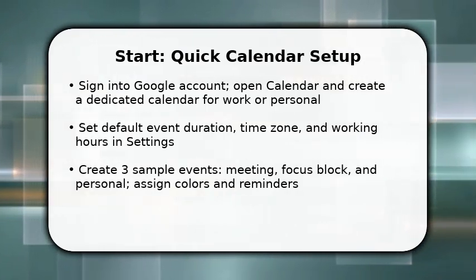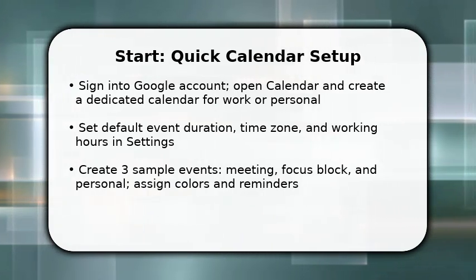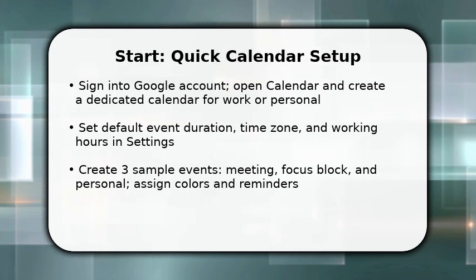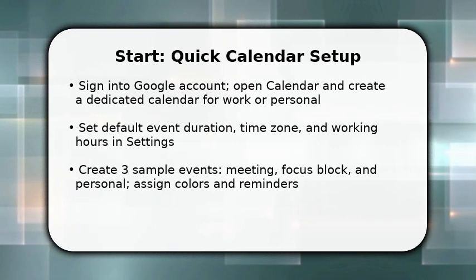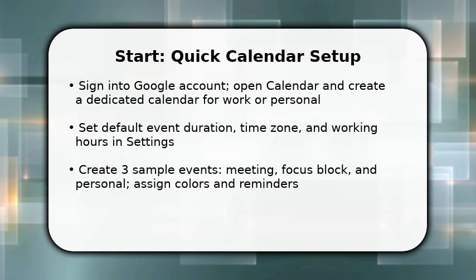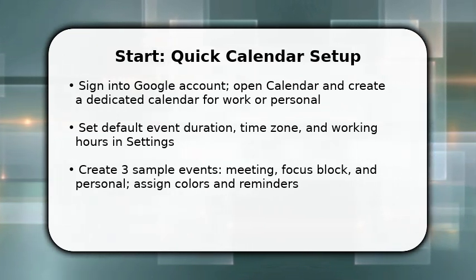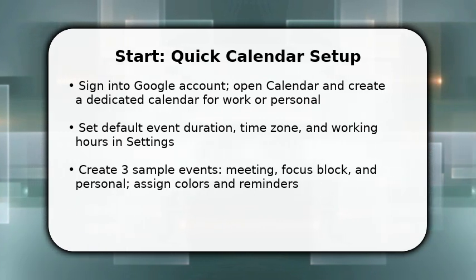You already have an account, so begin by creating a dedicated calendar for this area of your life. You'll set defaults next: time zone, 30-minute event duration, and working hours. Once done, add 3 real events, a meeting, a focus block, and a personal item, and assign clear colors so they stand out. Make sure to add 1 reminder and a description for each. This ensures your calendar is usable immediately, not just an empty app.